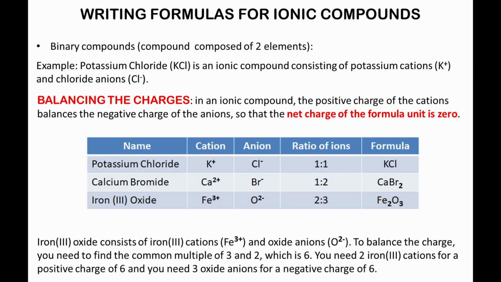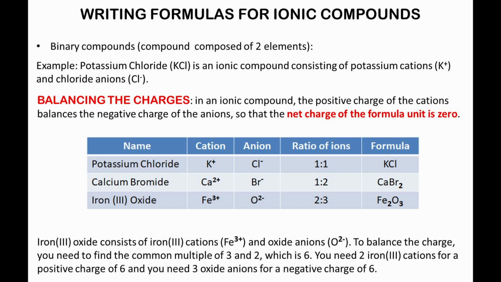Let's have a look at binary ionic compounds, which are composed of 2 elements. Example: potassium chloride is an ionic compound consisting of potassium cations and chloride anions. Since the net charge of the formula unit has to be 0, we need to balance the charges so that the positive charge of the cations balances the negative charge of the anions. The table below lists 3 binary ionic compounds. The first one is potassium chloride. The positive charge of the potassium cation is balanced by the negative charge of the chloride ion, so potassium chloride combines in a 1-to-1 ratio.